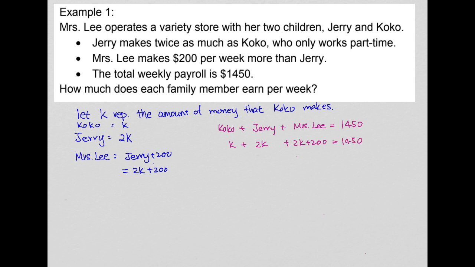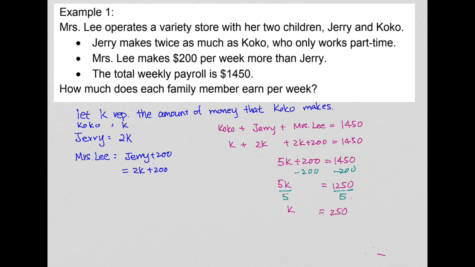Let's collect the like terms. 1K plus 2K plus 2K in total is 5K, plus 200 equals 1,450. We want to isolate for K, so you subtract 200 on both sides. So you get 5K equals 1,250. And I want to isolate for K, so I divide by 5 on both sides. So K equals 250.